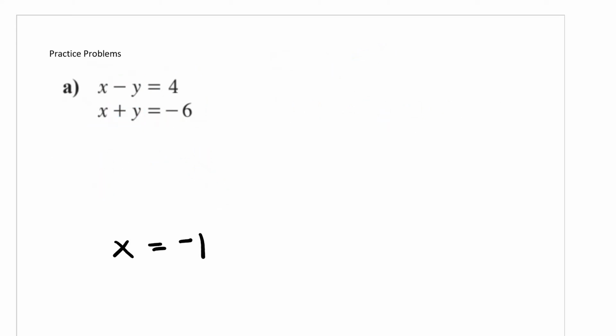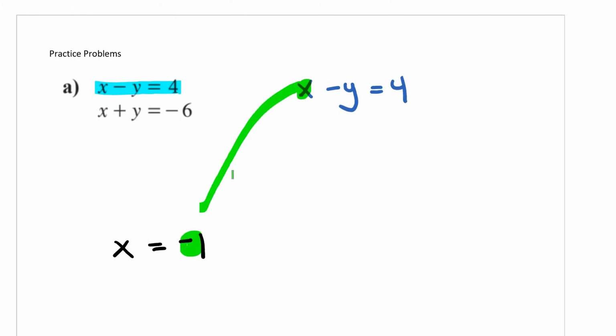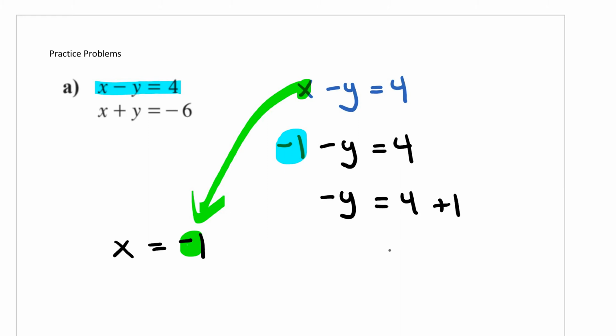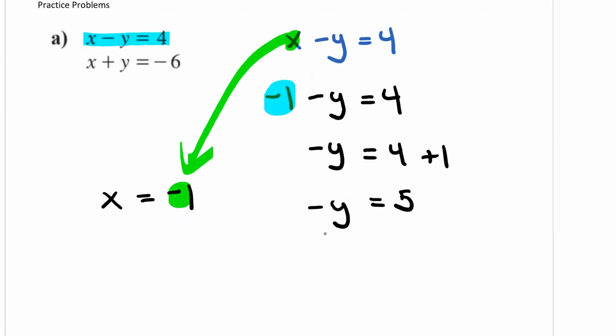A very good strategy is for you to rewrite the first equation, which is x minus y equals 4. I know that my x value here is negative 1, so let's substitute that in. So negative 1 minus y equals positive 4. Then this negative 1 can move to the right-hand side, so I have negative y equals 4 plus 1, and 4 plus 1 is going to be 5. Finally, I can divide both sides of the equation by negative 1, and that means y equals negative 5.